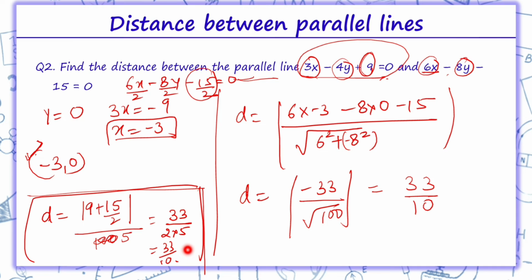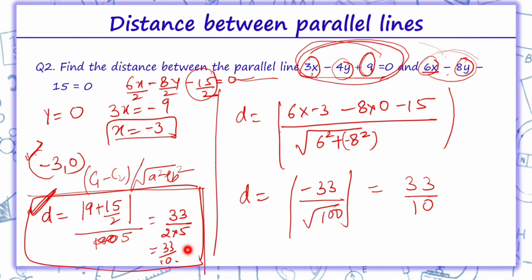So here are the two methods to solve the same question. First, we calculated a point: we assumed y as 0 and calculated x, so we applied the first concept. Second, since we knew that these two lines are parallel, we converted the second equation into the form of the first equation, in which the a and b values are the same. Then we applied the formula C1 minus C2 divided by the square root of a square plus b square.